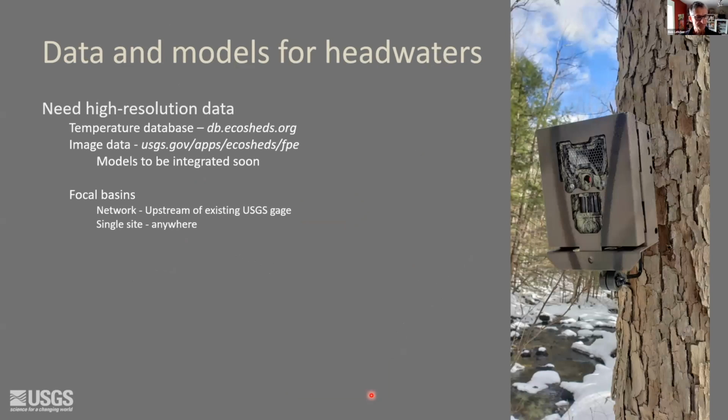Okay, so when we're thinking about data and models for headwaters, clearly we need high resolution. So I encourage and would love it if everybody could get all the temperature data they have into our ecosheds database, this regional database. And if you have image data, or if you think you have locations, you might want to be able to estimate relative flow or maybe even absolute flow, please think about uploading image data to this new image database. And as I mentioned, we'll be integrating these models that we're still working on into this. So you should be able to get estimates of relative flow within 6 months or maybe a year.